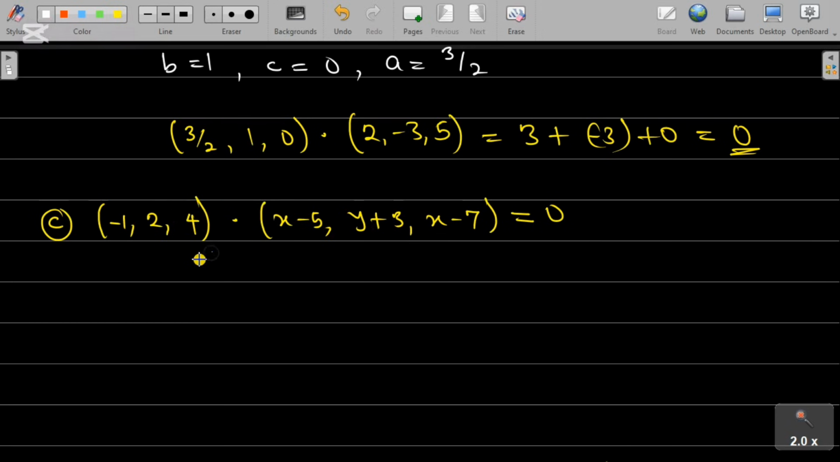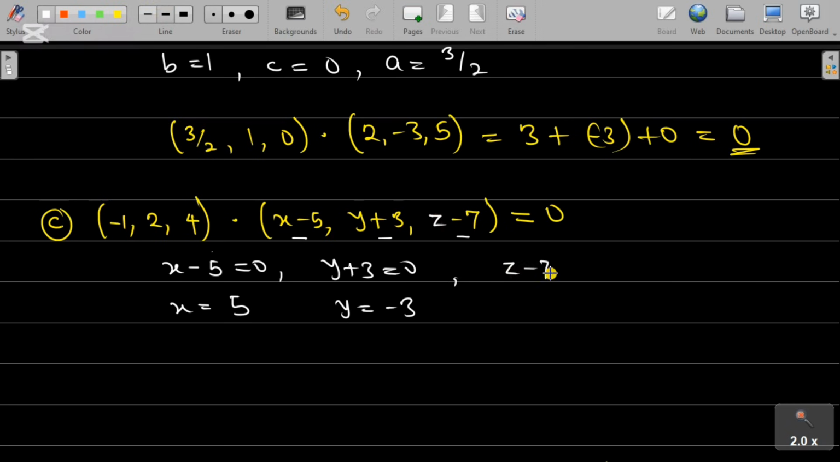How to get the point that the vector equation represents is very simple. Just take all of these parametric expressions that you have here and equate them to 0. So I'll pick x - 5 and equate it to 0. That will give me x equal to 5. Then I'll take y + 3 and equate to 0, and that will give me y equal to -3. Sorry, this last one is z, not another x. So I'll take z - 7 equals 0, and that will give me z equal to 7.